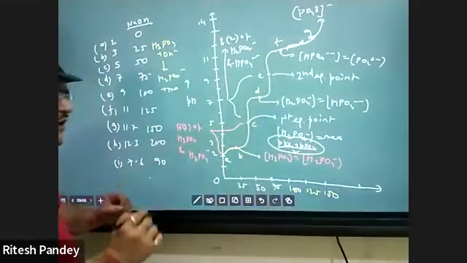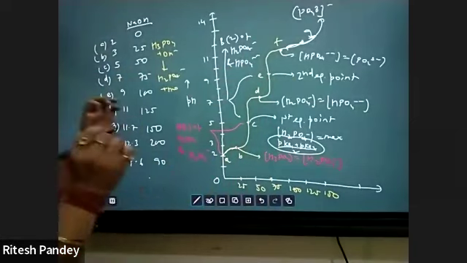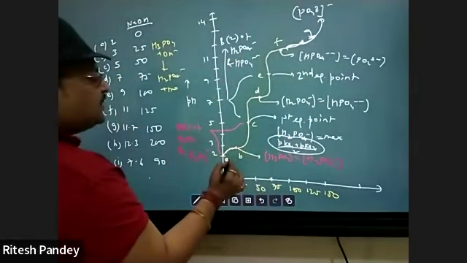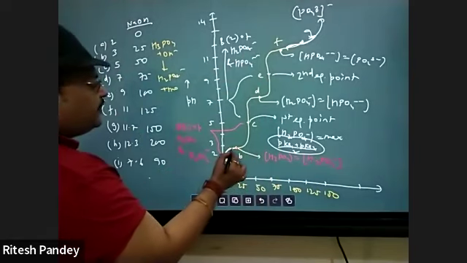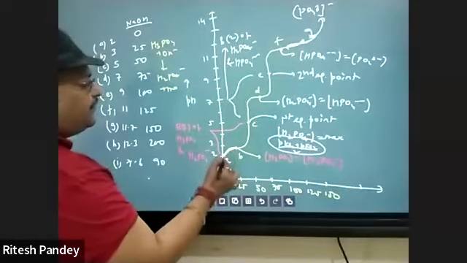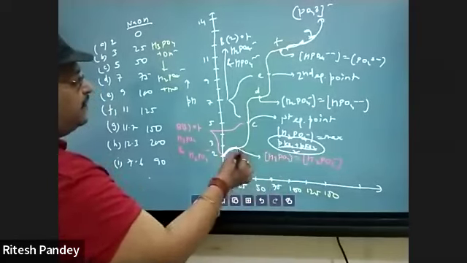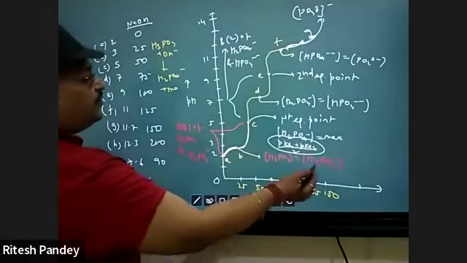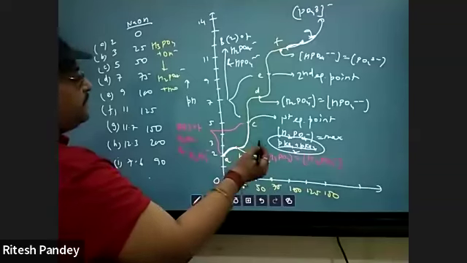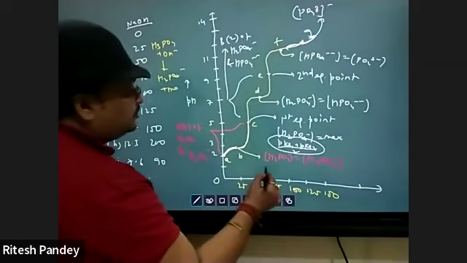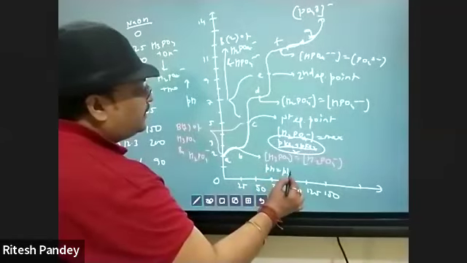You give me any point between A and B. I can say from the region A to B, phosphoric acid is more than H2PO4 minus. From B to C, I can say H2PO4 minus is more than phosphoric acid. This is the point where the two are equal. Yes or no? Yes. This is when pH is equal to pK1.